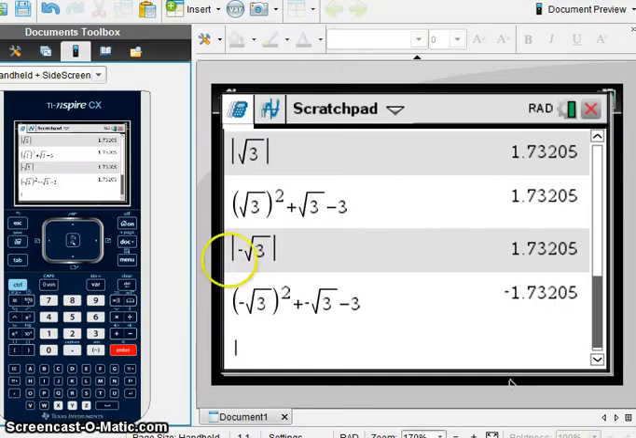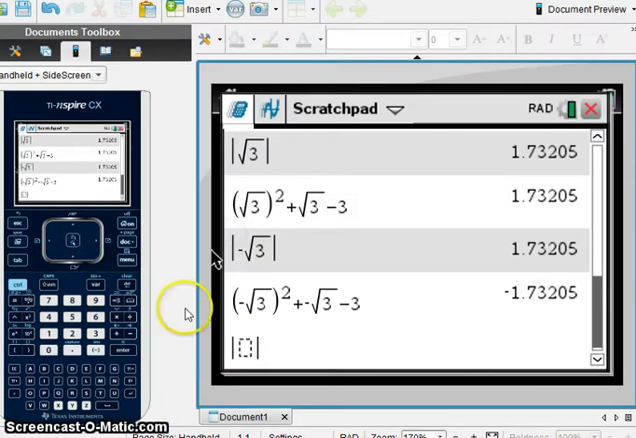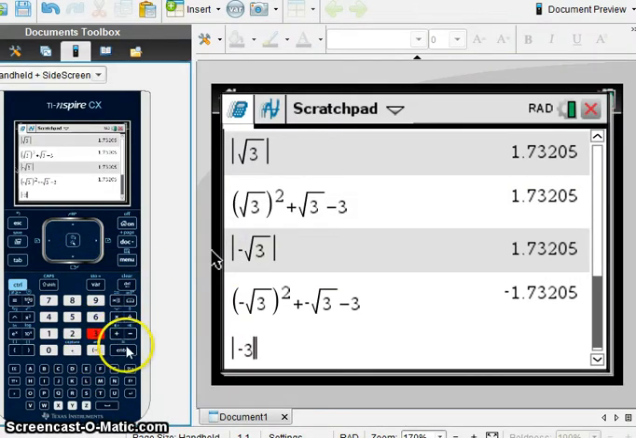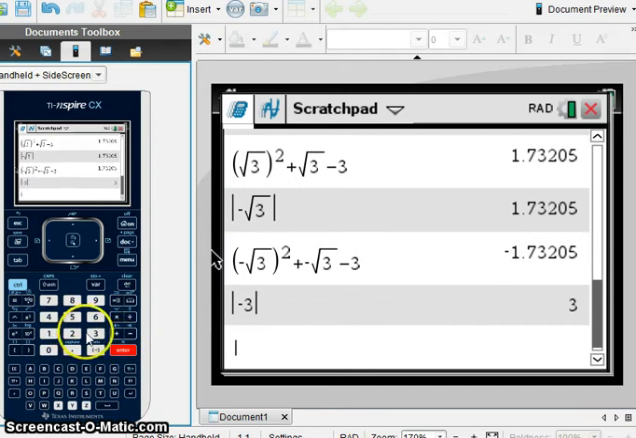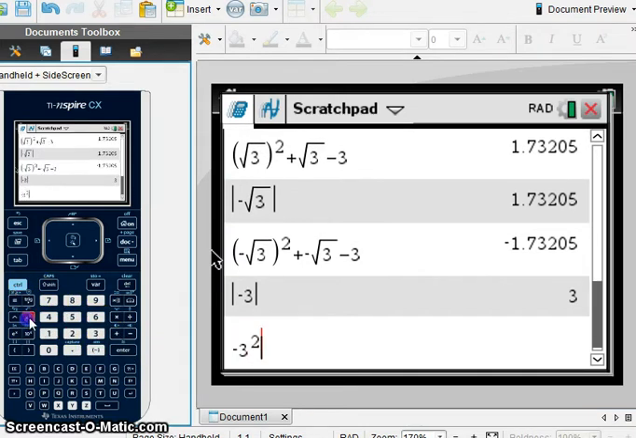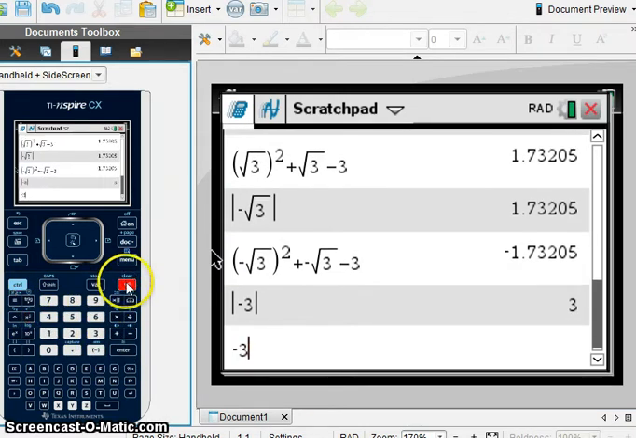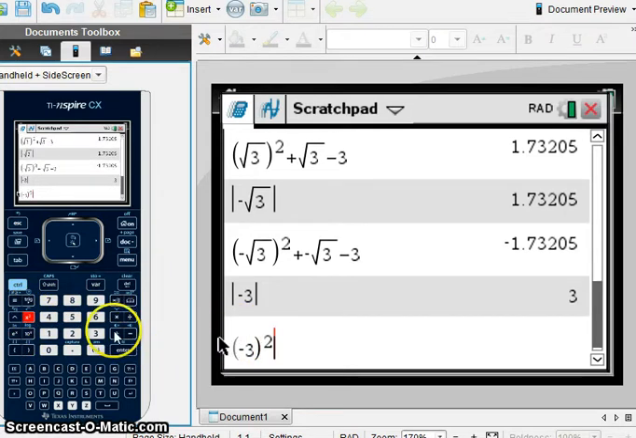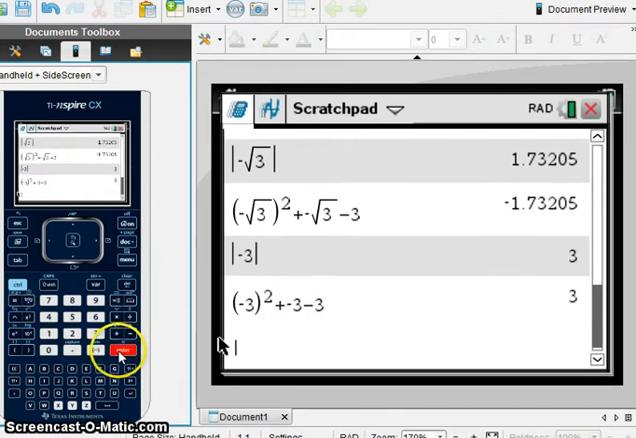Let's try it again with the negative 3. So I'm going to retype this now. Absolute value of negative 3 is positive 3. And then we have negative 3 squared. You've got to put that in parentheses when it's a negative number, otherwise you'll get the wrong answer. So negative 3 squared plus negative 3 minus 3. Yep, that one works.